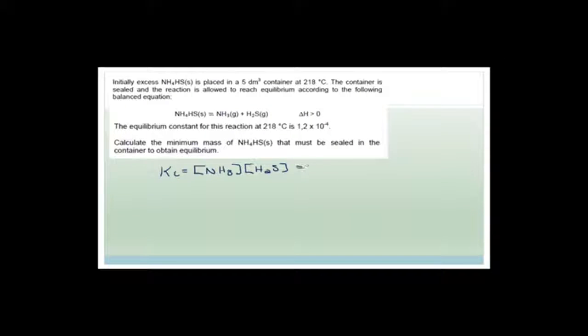But they tell us that that is 1,2 times 10 to the negative 4. Okay, are you happy with that? We don't have anything except the volume of the gas, and they want to know the minimum mass. Okay, but if we can get the concentration of, say, for example, ammonia, let's say we get that one. Do you agree the concentration is number of moles over volume? Okay, so if I've got the concentration and the volume, I can get the number of moles.